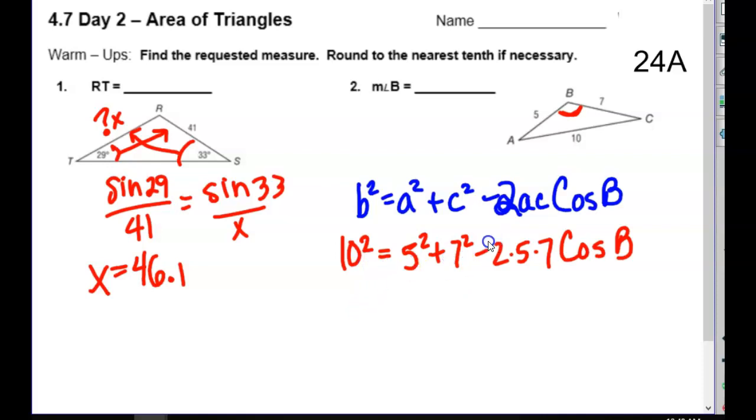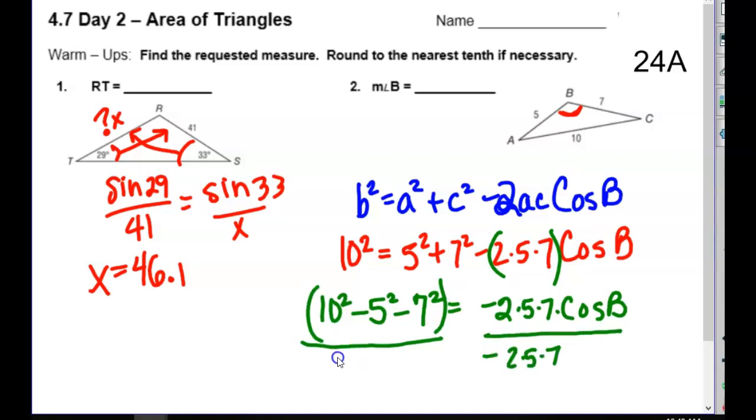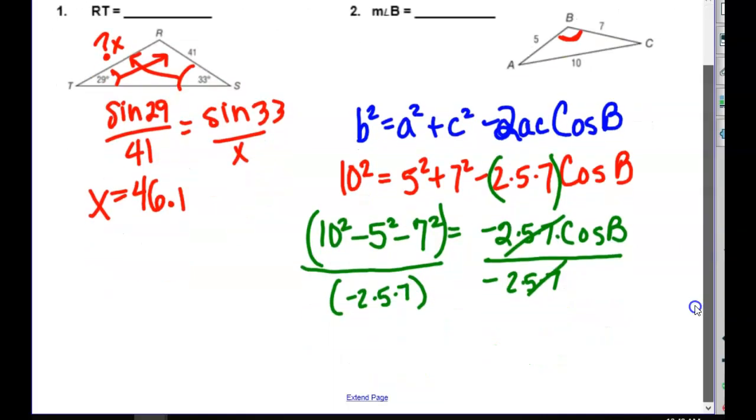We can't move this stuff, right? Because this is all multiplied. So I have the 10 squared, I can subtract the 5 squared and subtract the 7 squared over there. And then I have a negative 2 times 5 times 7 times the cosine of B. So then, after I figure out what that is, I need to divide, right? By negative 2 times 5 times 7. And then I'll have to do the inverse cosine.